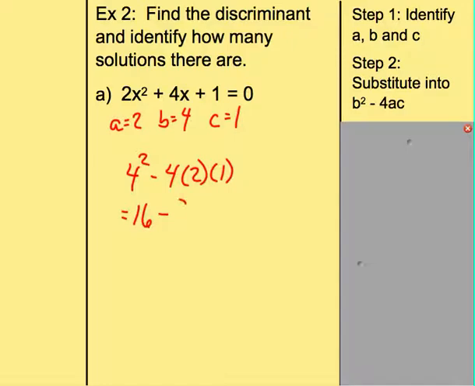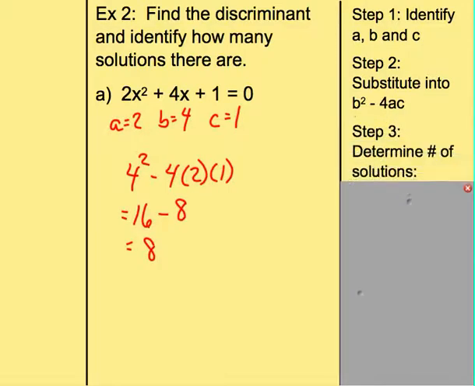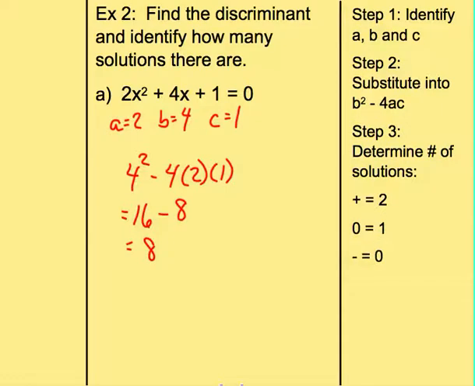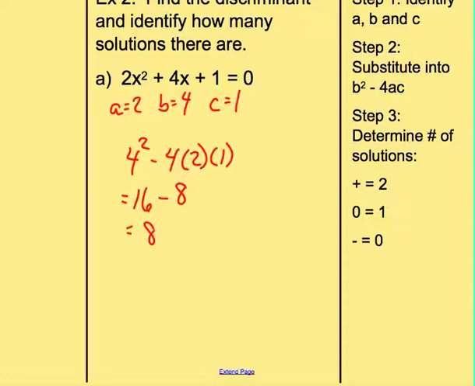Evaluating, we get 16 minus 8, which is positive. And I gave you a little key here. Remember, this is what's under the radical. We can take the square root of 8, so we will have two real solutions.